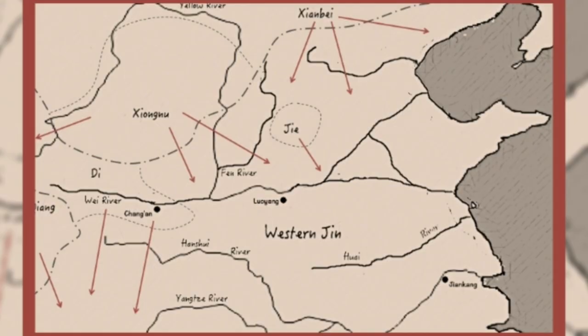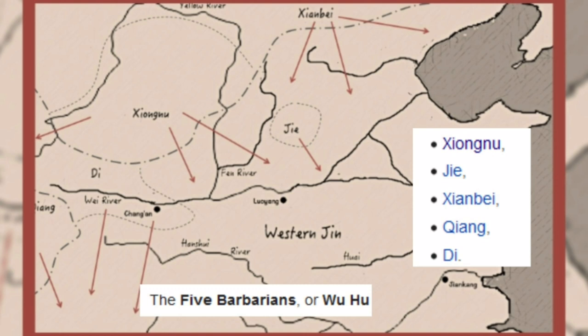This is a map of the later Han Dynasty of China. On the top of the map, we can see five different people groups invading a territory known as Western Jin. The five different people groups are known as Xiongnu, Jie, Xianbei, Qiang, and Di. They're known as the five barbarians, or Wu Hu.